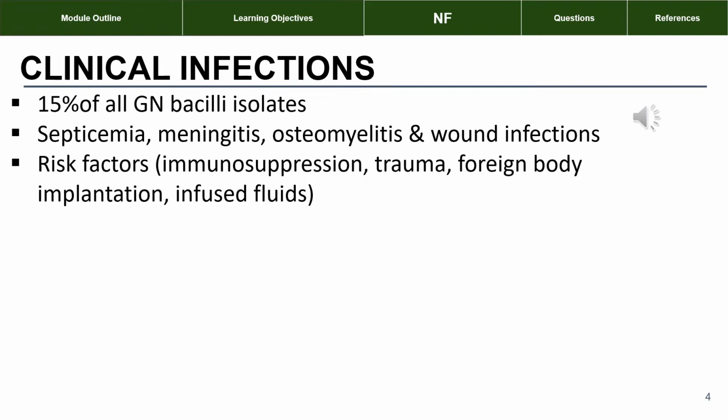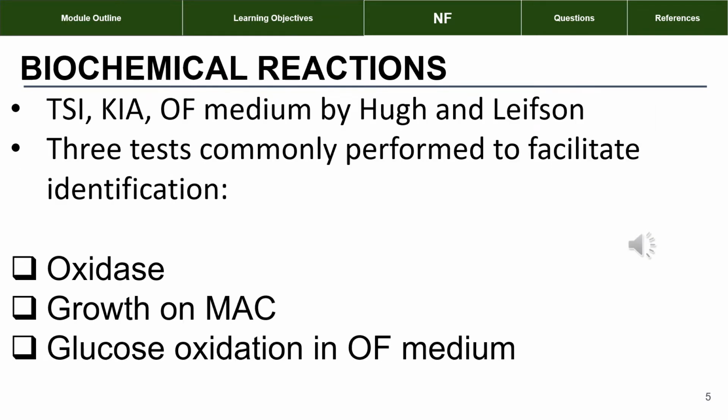Note that 15% of all gram-negative bacilli isolates is a part of this. Septicemia, meningitis, osteomyelitis, and wound infections are clinically related to your non-fermenters. The risk factors for your clinical infections are being immunosuppressed, trauma, foreign body implantation, and infused fluids. There are three tests that are commonly performed to facilitate your identification. You have your oxidase, your growth on your MacConkey agar plate, and the glucose oxidation in your OF medium.